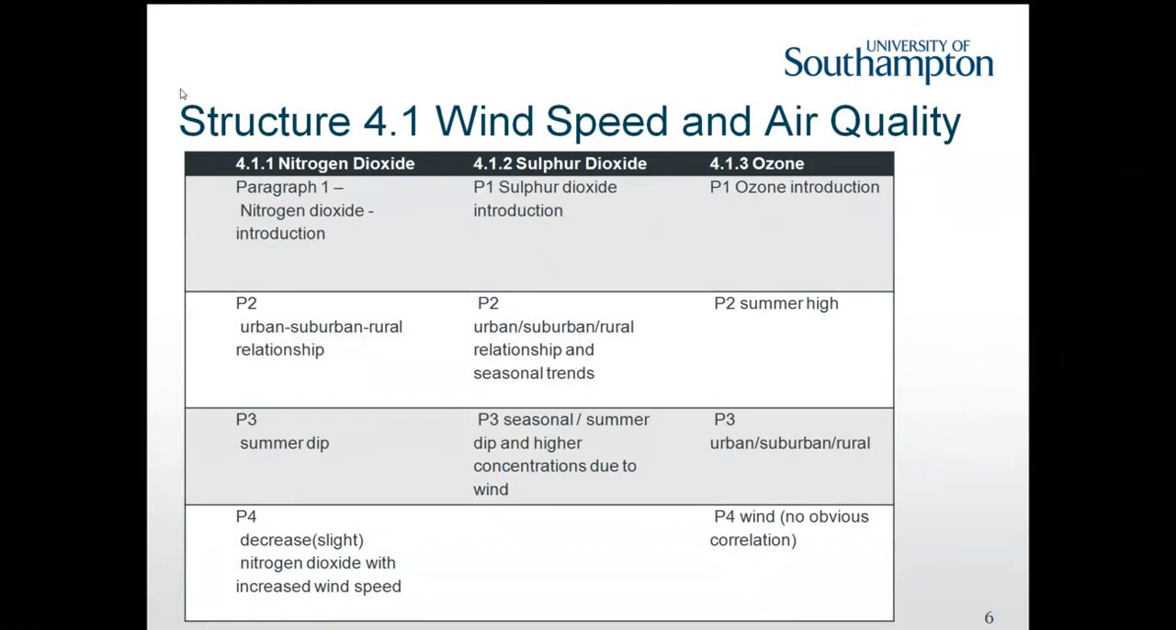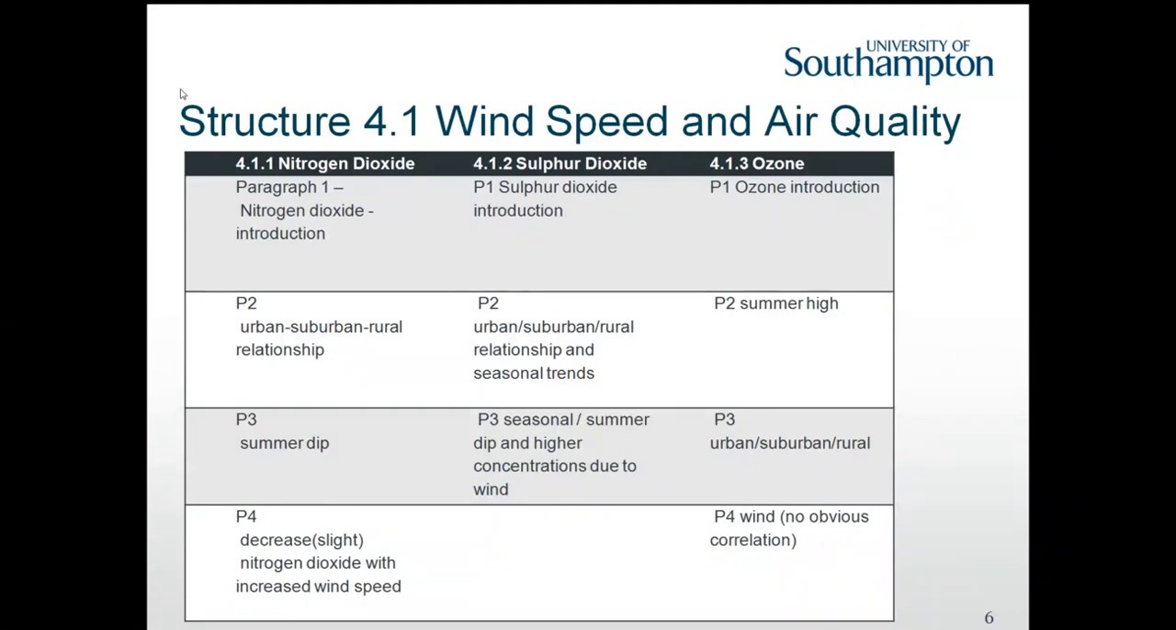The second thing we can notice that's really good is the paragraph unity. So if we look, for example, at nitrogen dioxide, paragraph 1 is an introduction. Paragraph 2 is the urban-suburban-rural relationship, which is very one topic, one paragraph. Paragraph 3, the summer dip, again, one topic, one paragraph. Paragraph 4, wind speed. So you can see very focused, each paragraph, one main idea. And the same with the ozone.